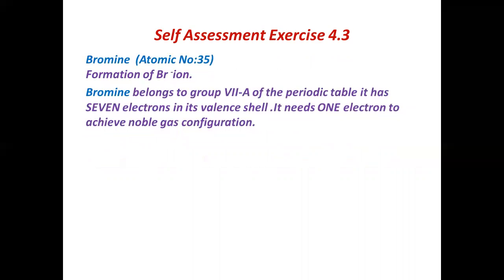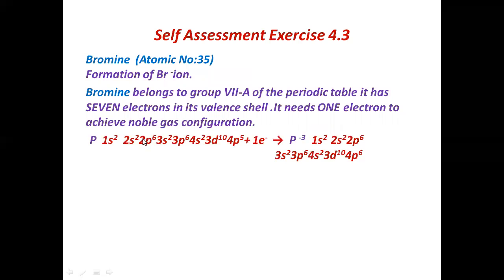Next one is bromine. Bromine atomic number is 35 and it will form bromide ion. Bromine belongs to group 7A of the periodic table. It has 7 electrons in its outermost shell and it needs 1 electron to achieve noble gas electronic configuration. You can see the configuration of bromine. This is bromine: 1s2, 2s2, 2p6, 3s2, 3p6, 4s2, 3d10, 4p5.